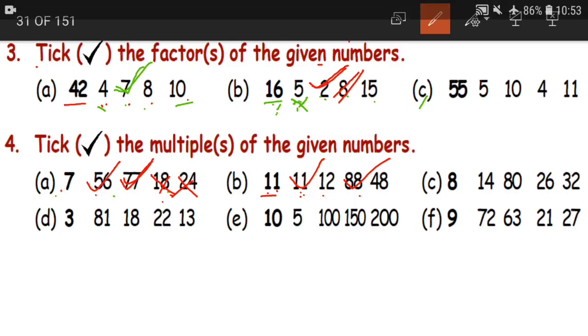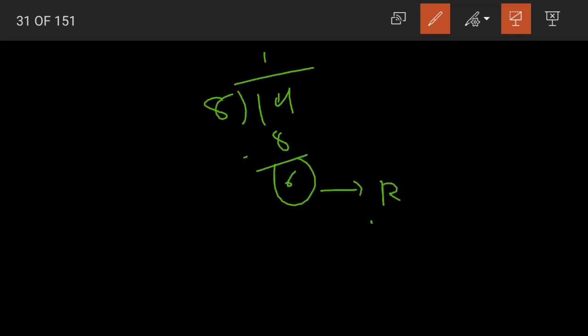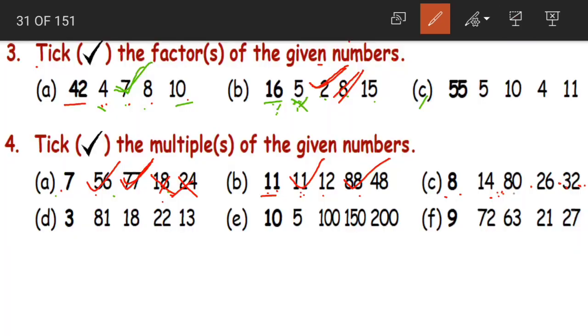Yes, coming to question C. 8 is the given number. Another way to find out whether the given number is a multiple or not is again divide. First we have 14, right? 14 divided by 8. We have 8 ones are 8. When we subtract, 6 is remaining. Yes, 0 is not the remainder. So 14 is not the multiple of 8.